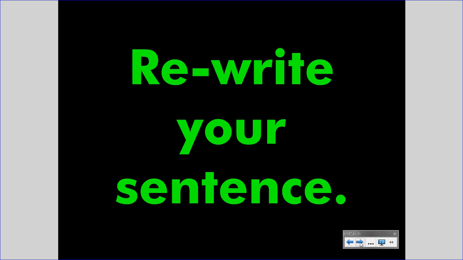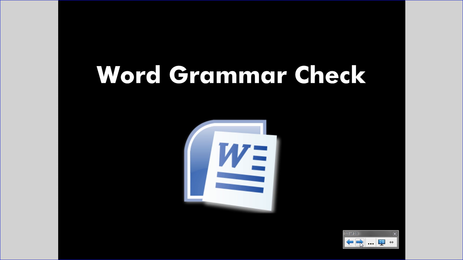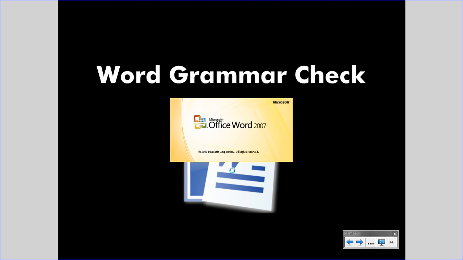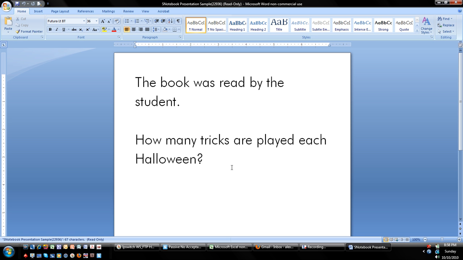Also, when you are working with the passive voice and trying to eliminate it, don't forget to use the technology to your advantage. Microsoft Word's grammar check will find almost all instances of the passive voice in your writing. Let me show you how to do that with Microsoft Word 2007. Here's an example with some passive voice verbs. So the book was read by the student and how many tricks are played each Halloween. You'll notice the underlining with the sentences. That's because I've turned on Microsoft Word's grammar check to look for passive voice.